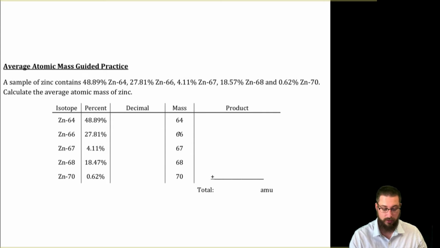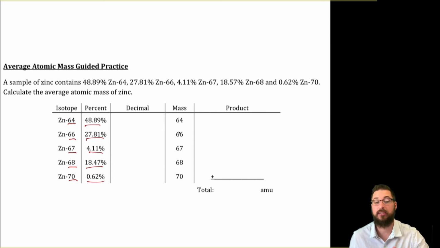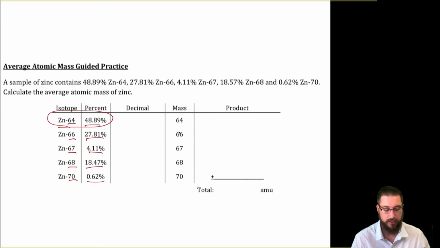So we have these different isotopes of zinc. In fact, there's 5 of them. There's 5 isotopes of zinc, and we have their percent abundance for each one. Now, before we get started, I want to go ahead and say that we can predict what the average should be around. First off, it has to be between the smallest and the largest. So it has to be between 64 and 70 because that's how averages work. The other thing too is it's going to be closer to the most abundant isotope. And look, this one is the most abundant. So we know that it will be close to that.